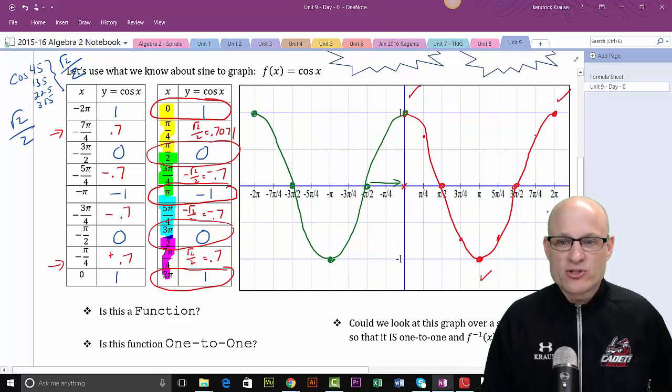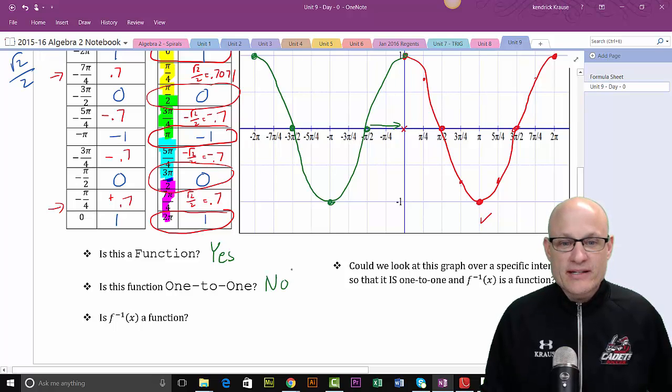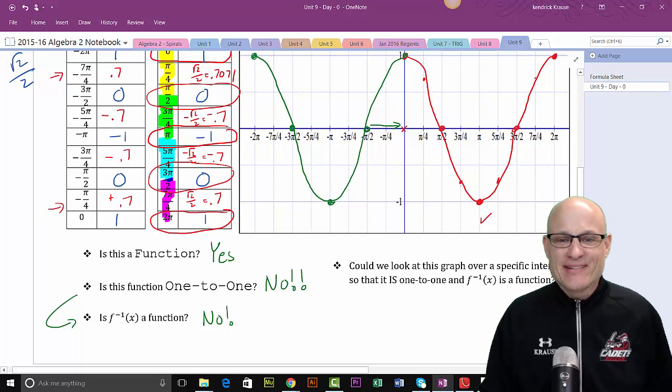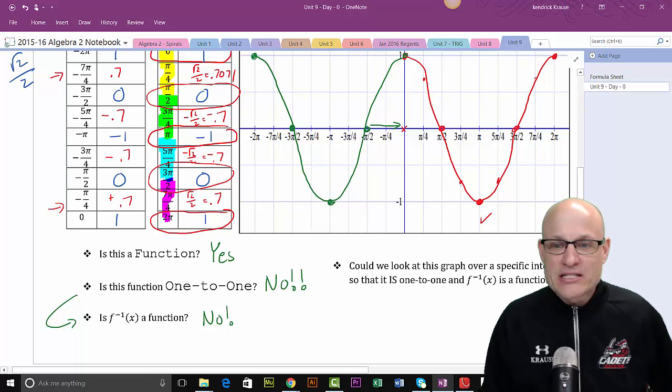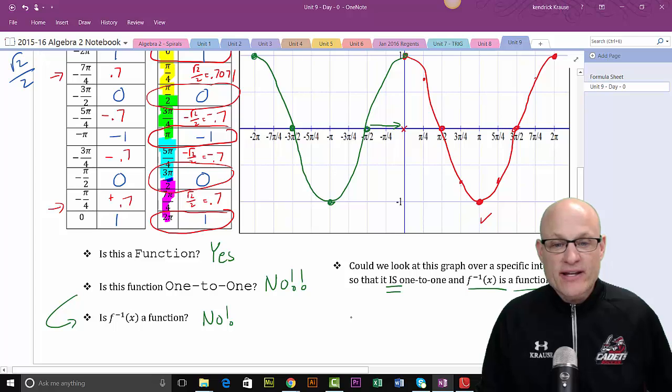Let's answer a couple of silly questions. Is this a function? Yeah, sure it is. It passes the vertical line test. Is it a one-to-one function? No, it is not. We're going to talk about that. If it's not one-to-one, then its inverse cannot be a function. So the question is, could we look at this graph over a specific interval so that it is a one-to-one function, and so the inverse is a function? And the answer to this question is yes.